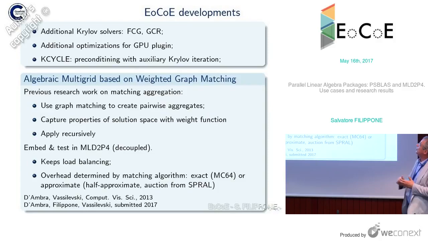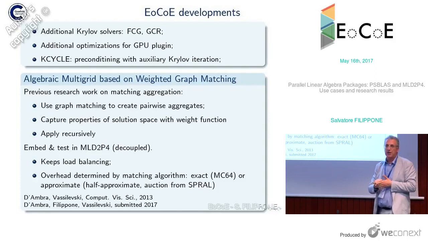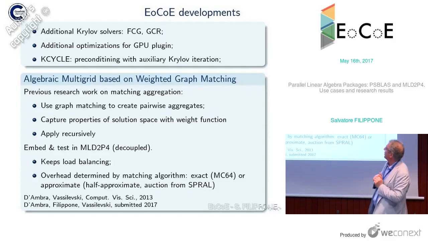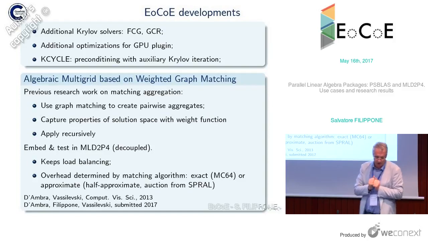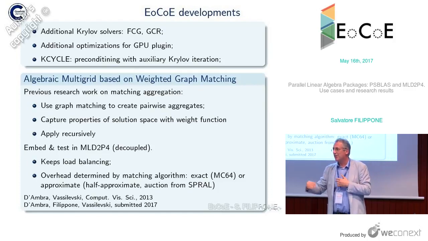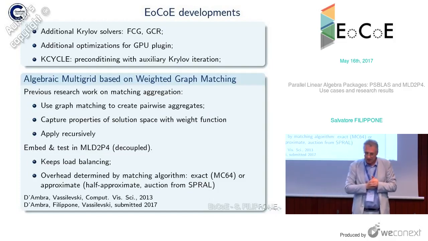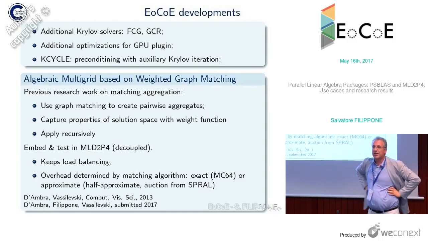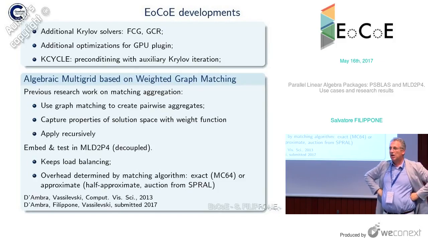So what did we do during the first year of EoCoE? Well, we did a few optimizations for the GPU plugin. We did some additional profiling and tuning. We added two new Krylov solvers, flexible conjugate gradient and the GCR, and we added the K-cycle, which is a preconditioner proposed by Yvan Notay, that does preconditioning by a couple of steps of a secondary Krylov method. But the most important thing that we did was to use graph matching techniques for defining the aggregation. Why use graph matching?